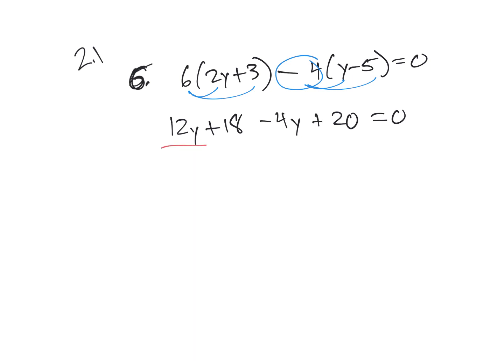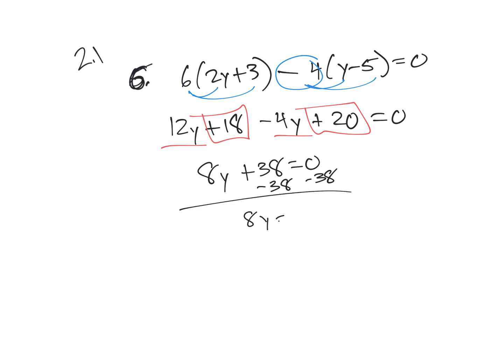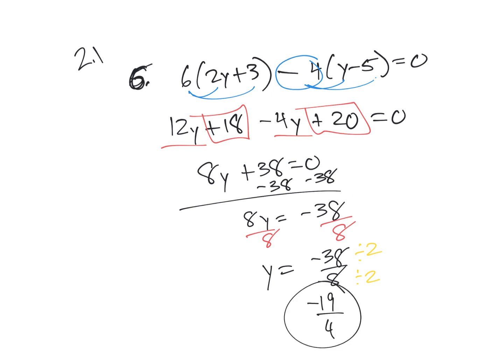So we put like terms together, and then we get 12 minus 4 is 8y. 18 plus 20 is 38. Subtract off the 38. And 8y equals negative 38. And divide by 8. And we'll get y equals negative 38 over 8, which reduces by 2. And so you get negative 19 over 4. Who got that right? Excellent. Moving on.